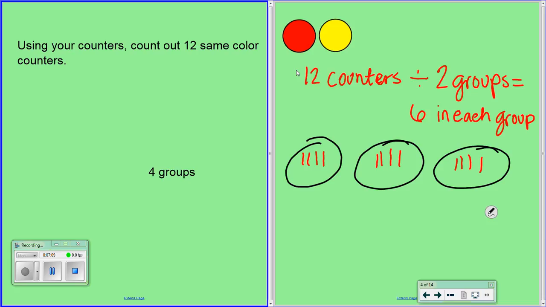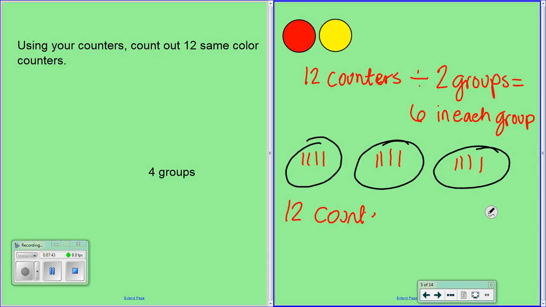All right, how many counters did we start with? How many counters did I start with, Eva? You started out with 3. I started with 3 counters? No. How many counters did you start with? 4. How many counters do you have? 12. Okay, so we had 12 counters. You had 12 counters, and you divided them into how many groups this last time? 4 groups.